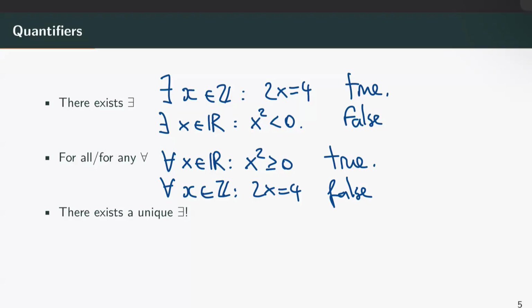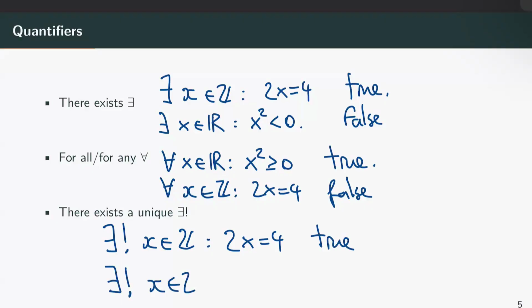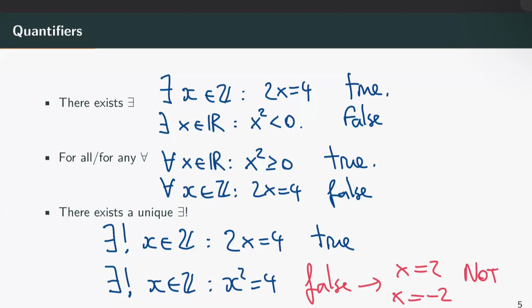There exists a unique is an interesting one, because that one requires the predicate to be true for some value of x, but there can be only one such value. So for instance, this is true: there exists a unique x in the integers such that 2x equals 4. The only solution to that equation is 2. So there exists a unique such x. However, if I said there exists a unique x in the integers so that x squared equals 4, that becomes false, because I can take x equals 2 or x equals negative 2. So it's not unique. So that exclamation point stands for uniqueness.